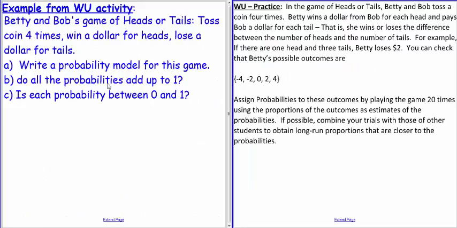So these are the questions you're answering right now. Okay? Write the probability model and do the probabilities add up to 1, and are each of the probabilities between 0 and 1? Here is the game as it was described in the warm-up from last class. So you'll use this to help set up your probability model with all the probabilities and answer these questions. So pause the video now to do that work, and on the next slide we will check the results.